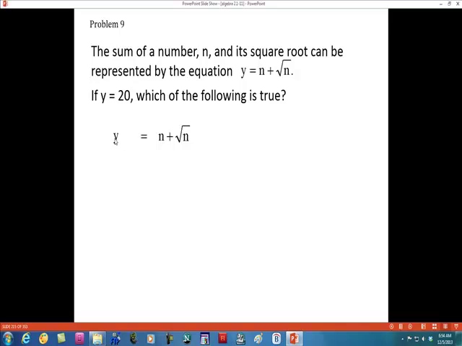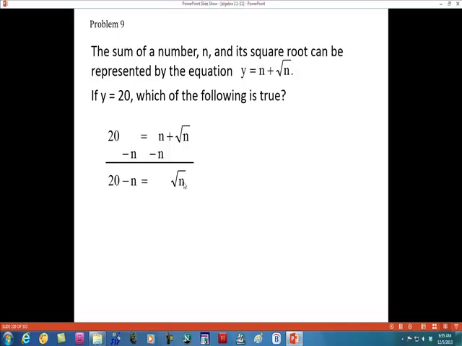Let me copy that down. In place of y, I'll put a 20. All right, so now I want to solve this for n. First thing I'll do is subtract n from both sides. I'm going to try to isolate this square root here, make it all by itself, so I have to get rid of this. Okay, subtract n from both sides.